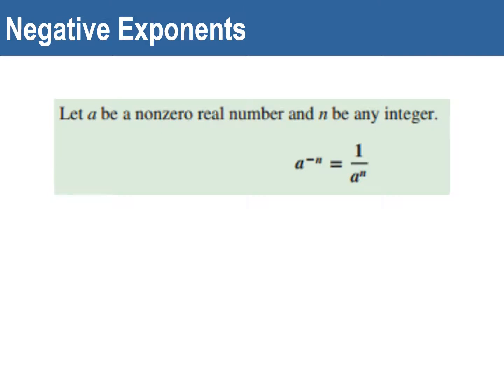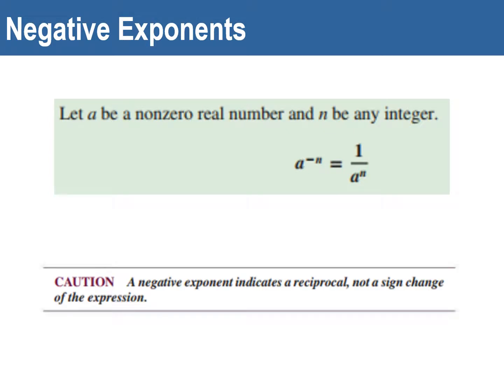Now, when I have something like a to the negative n, that means I can rewrite that as 1 over a to the n. Whenever you have a negative exponent, that just means take it from the numerator and put it in the denominator or vice versa. Now, a negative exponent is reciprocal, not a sign change, so be really careful about sticking extra negatives out.